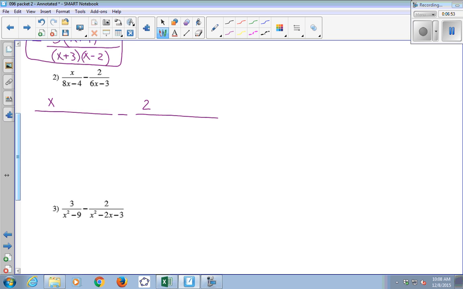Okay. But I'm going to factor each denominator here. So I just copied the numerators and I put big fraction bars. So 8x minus 4, what can I pull out of there? A 4. The GCF of 8 and 4 is a 4. So I'll pull out a 4, and I'm left with 2x minus 1. And then 6x minus 3, I could factor out a 3, and I'm left with 2x minus 1 again.